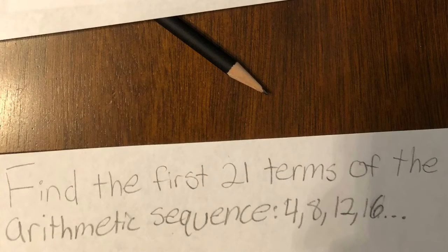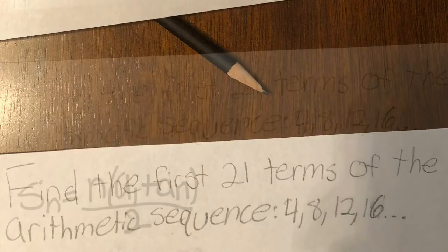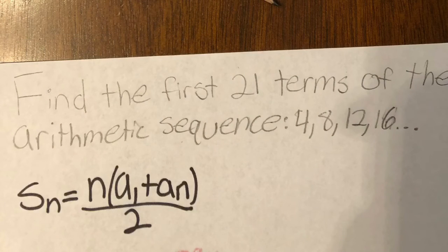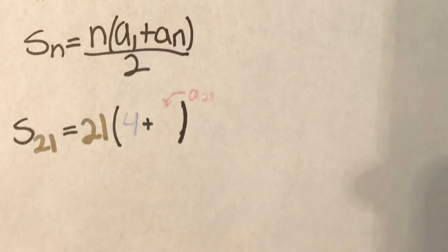Alright, so for the third and final question, it says to find the sum of the first 21 terms of the arithmetic sequence 4, 8, 12, and 16. So for this question, I'm going to be using the formula from the first question. So remember that Sn represents the sum of the first n terms. So you do S21 equals 21 parentheses A1, which is going to be 4 because it's the first number of the arithmetic sequence, plus An that we don't know yet, parentheses, over 2.